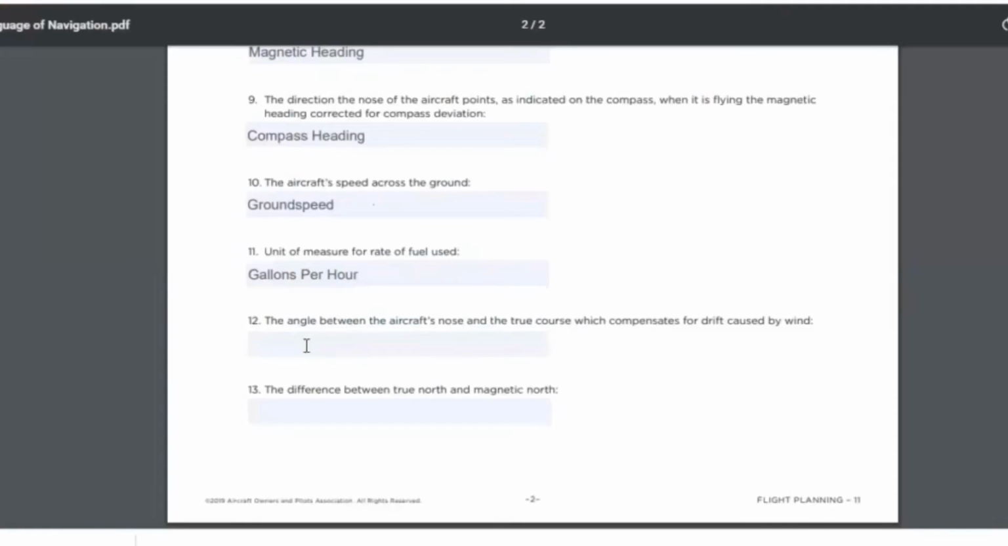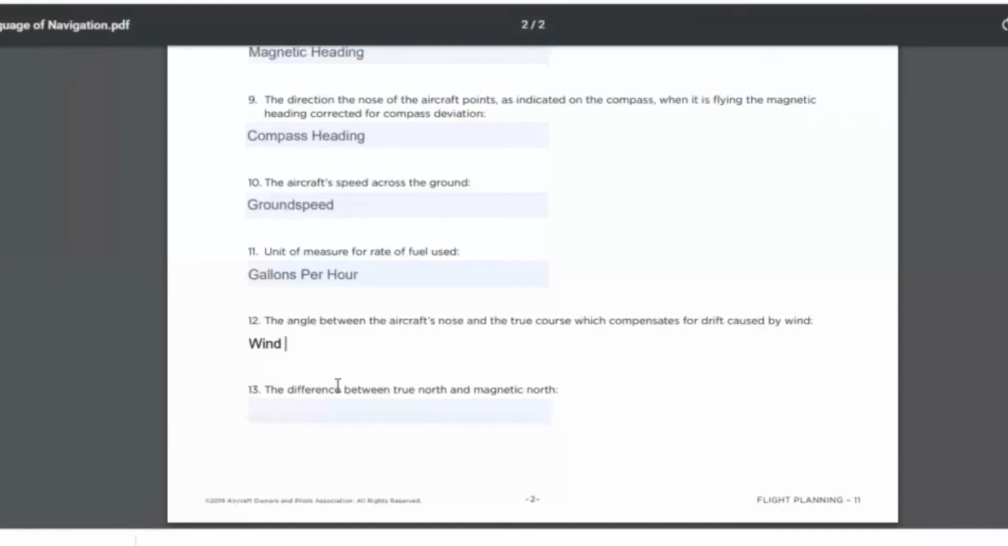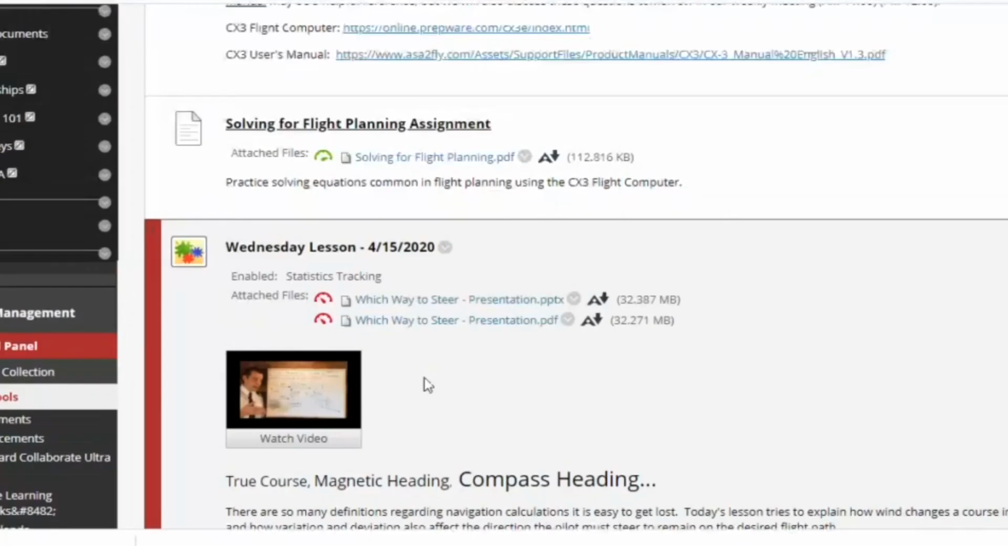The angle between the aircraft's nose and the true course, which compensates for drift caused by the wind, we call that the wind correction angle. And the difference between true north and magnetic north is known as variation. So these definitions, again, they're important. You want to go back and take a look at that if you didn't get it right.